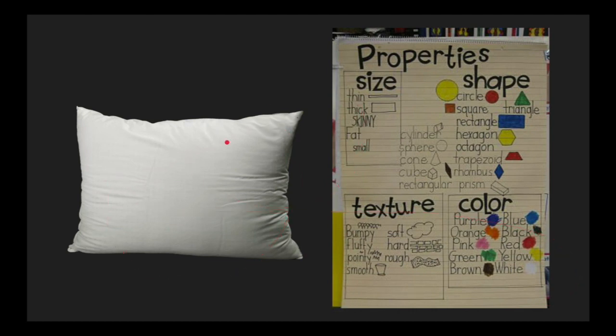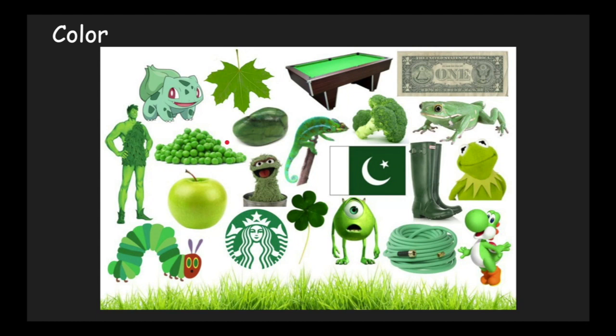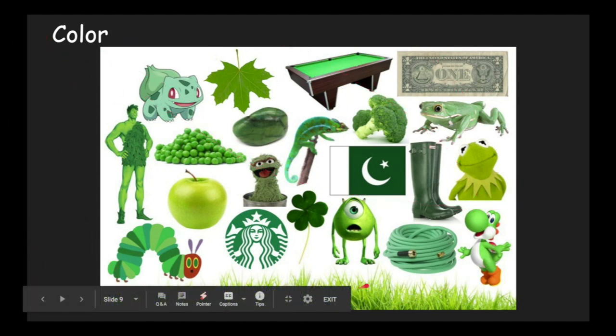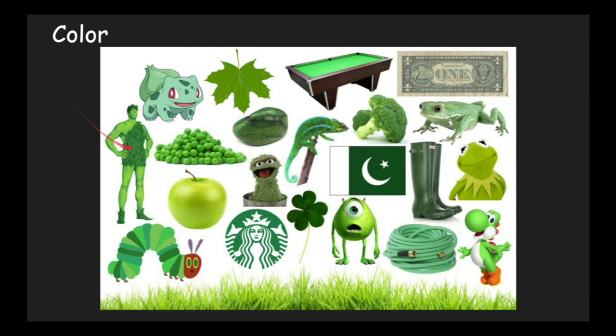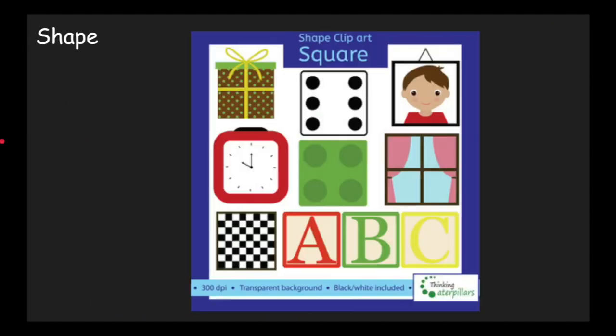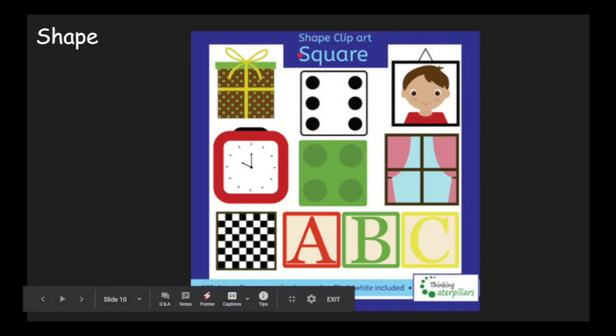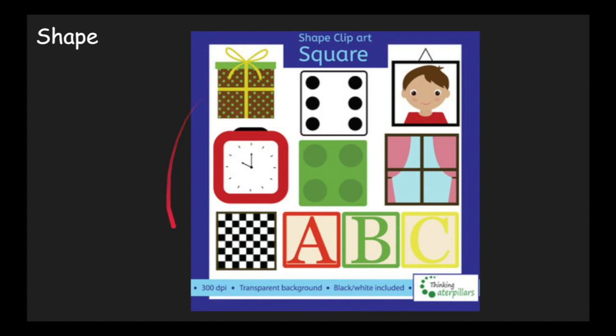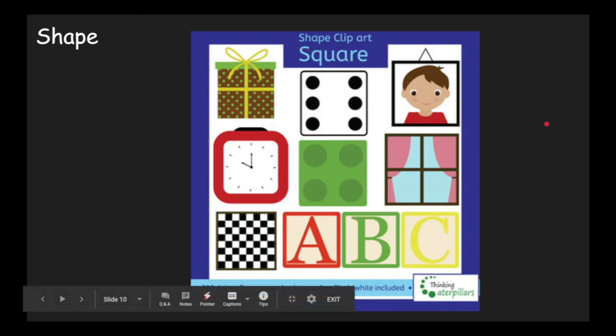Here are some more examples of the properties of matter. Here is green things. So these are all different pieces of matter, and they're all green. Can you tell which shape this is? Obviously, it's a square. We have a little box. This is a clock, a chessboard, a die, a window. These are all square shaped.